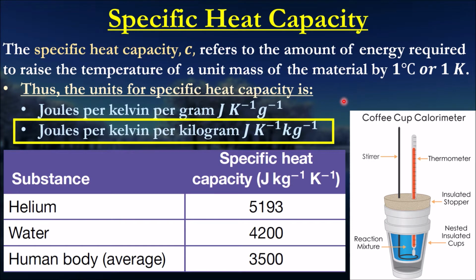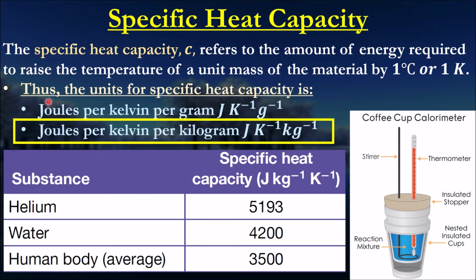Okay, so the question asked for that specific reason has to do with the concept called specific heat capacity. So specific heat capacity, symbol lowercase c, refers to the amount of energy required to raise the temperature of a unit mass of a material by 1 degree Celsius.